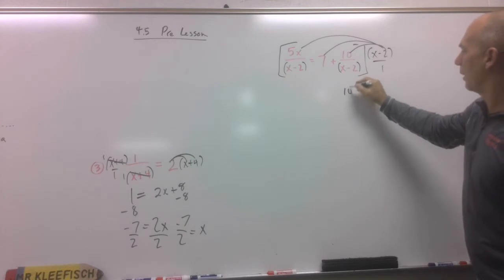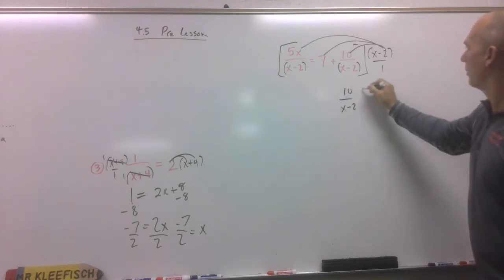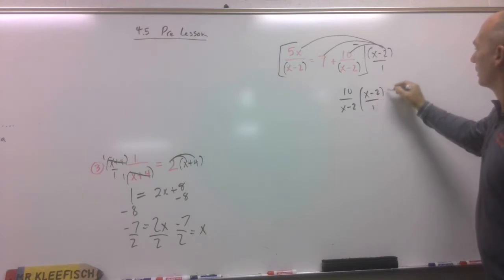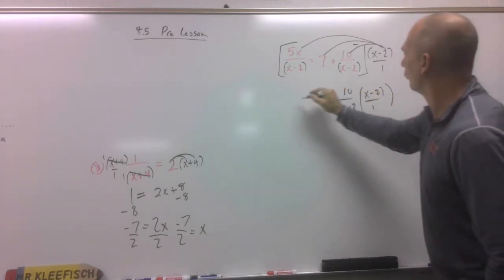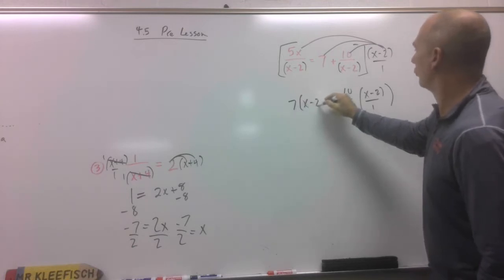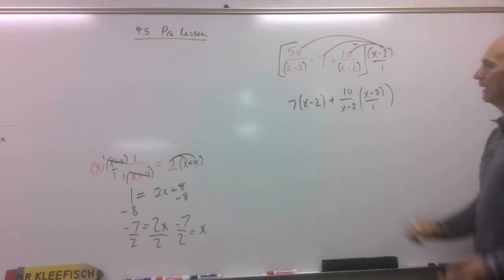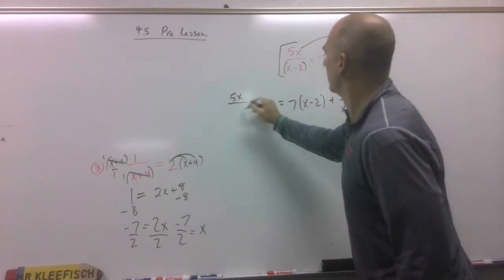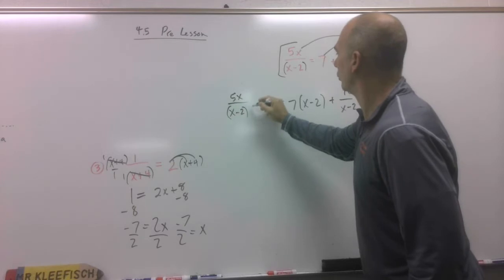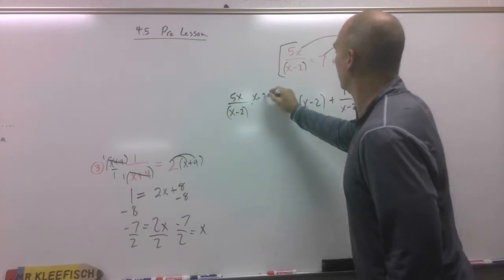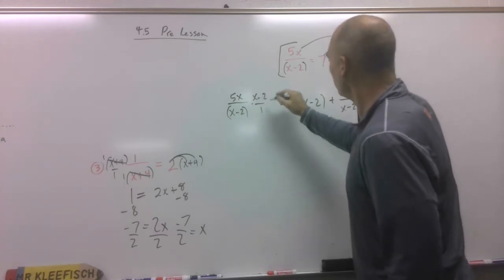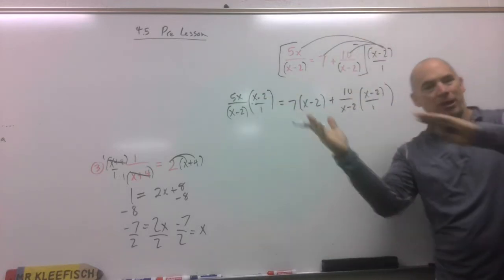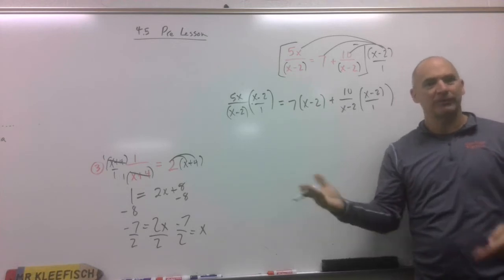I'm going to show my work on this one, but after you do 10,000 of these, you stop showing your work because you do a lot of math in your head. But this is 5x over x minus 2 times x minus 2 over 1. So there it is. Now the reason I didn't put that over 1 is because I don't see any cross-reducings coming, so I just leave it like that.